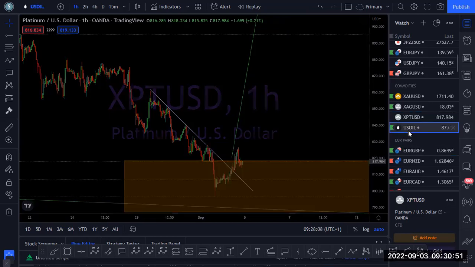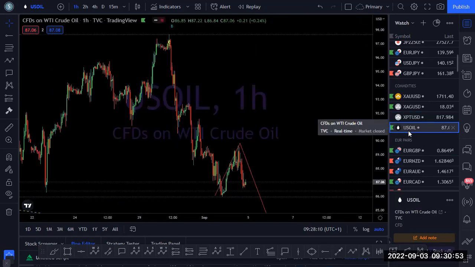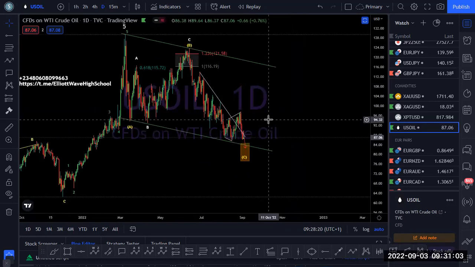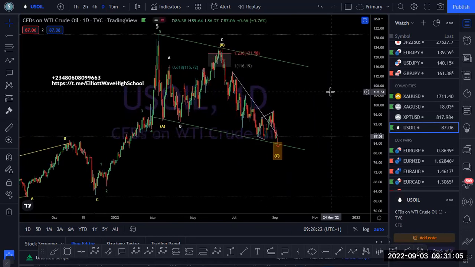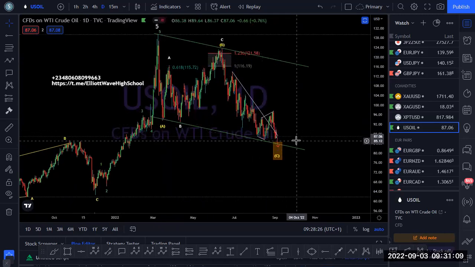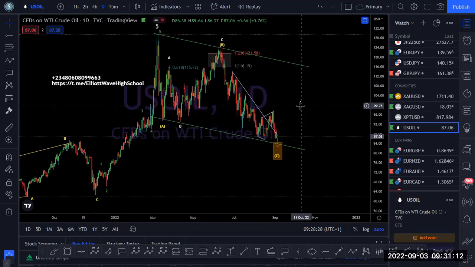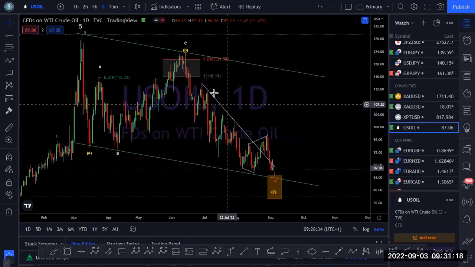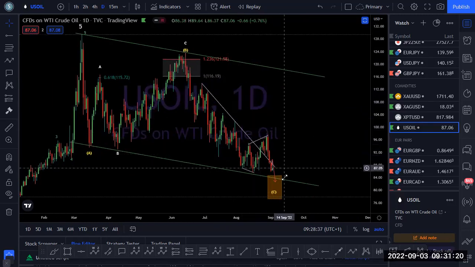Okay, let's go to US oil. US oil, what do we have? Remember, I told you oil is still going down. Oil is almost at the reversal zone. You see this A, B, C. So oil is at the reversal zone. Now, this is what I said earlier, that market can break a channel and still go lower.